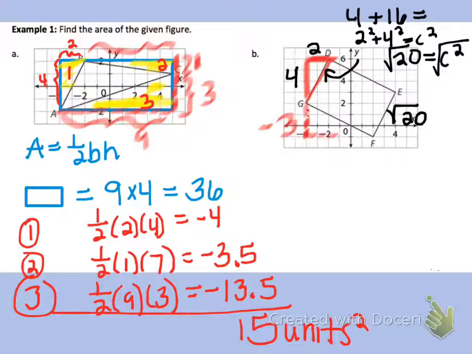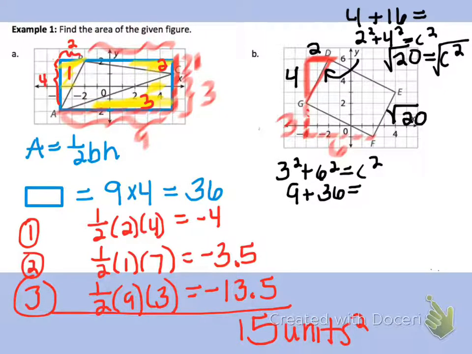1, 2, 3, 4, 5, 6 for the run. So we've got a right triangle. Since we're not really talking about rise and run specifically, we're not doing slope. We're just looking for the length of those triangles. We can use 3, so that's 3 squared plus 6 squared equals c squared. So 3 squared is 9, 6 squared is 36. Add those together, that's 45.